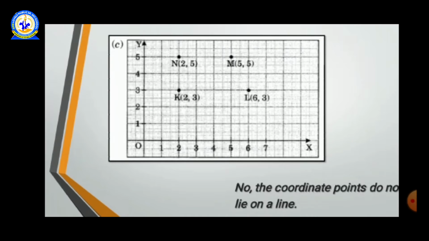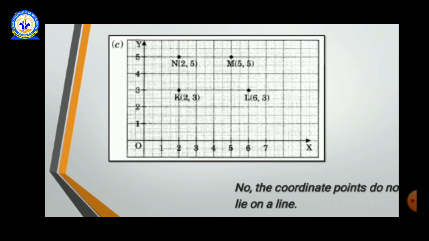For the next part, the C part, they have given the points K, 2, 3. So for K, we take 2 from the x-axis and 3 from the y-axis. That is K. Next is L, 6, 3. We take 6 from the x-axis and 3 from the y-axis. Same with M, 5, 5: 5 from the x-axis and 5 from the y-axis. And next is N, 2, 5. We take 2 from the x-axis and 5 from the y-axis.